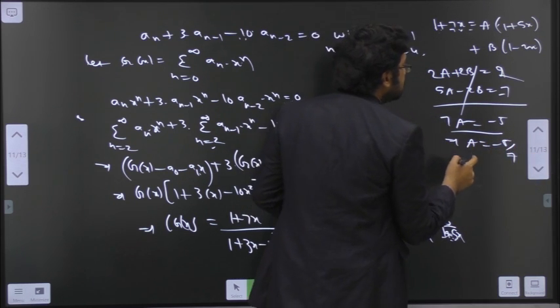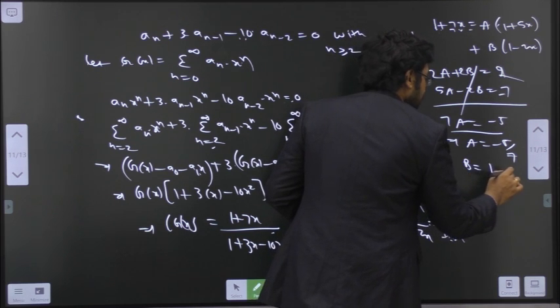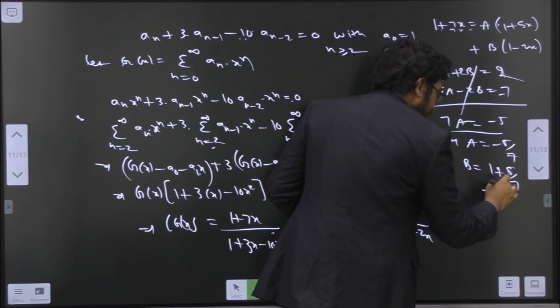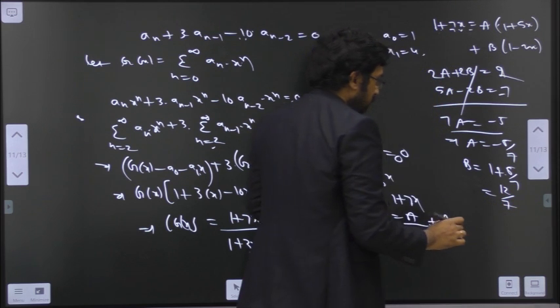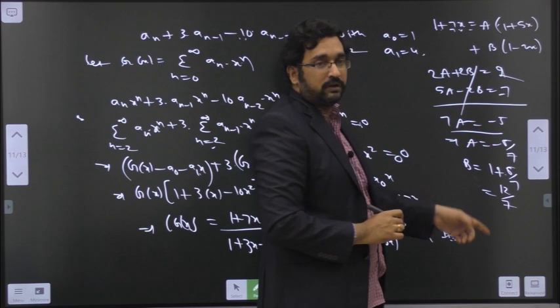We know that a plus b equal to 1. So b equal to 1 minus a. That means 1 plus 5 by 7, 7 plus 5, 12 by 7. So a equal minus 5 by 7, b equal 12 by 7.